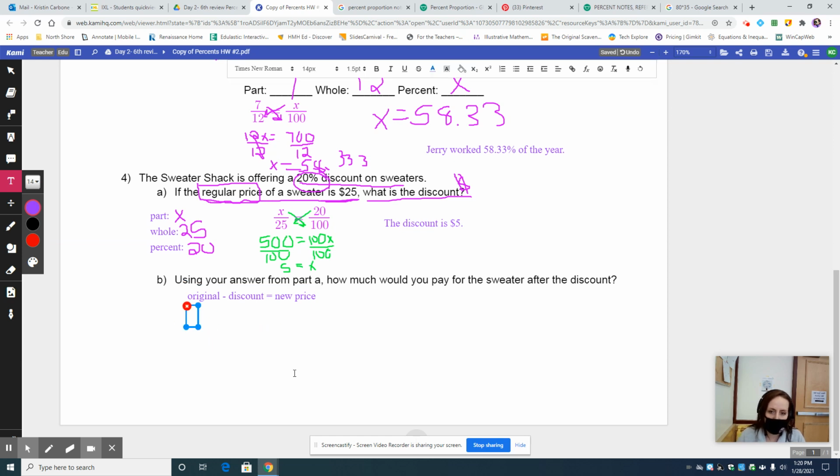So our original was $25. So 25 minus our discount of $5 gives us 20. That means that we would pay $20 for the sweater after a 20% discount.